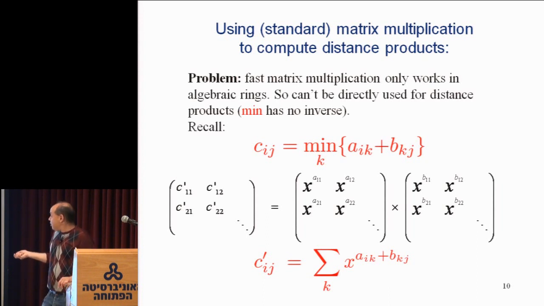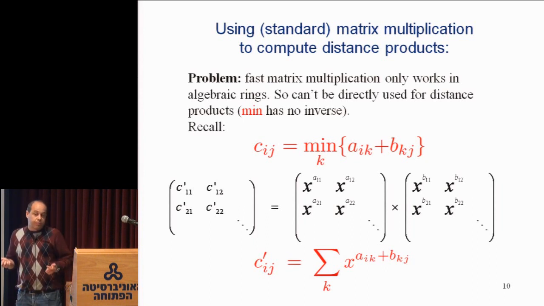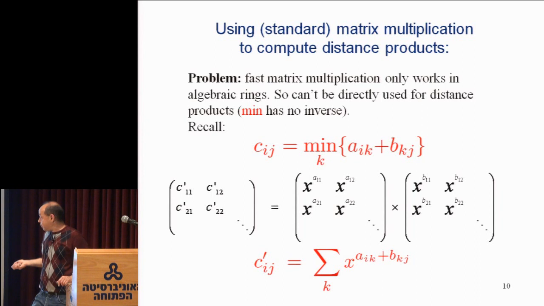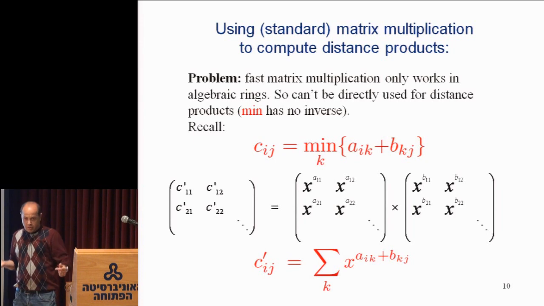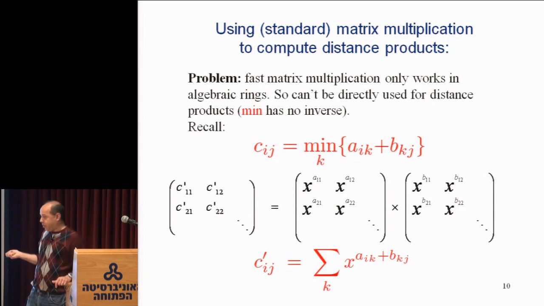And now, these matrices could be considered as matrices over the ring of polynomials with the variable x. And now this is a ring. This is an algebraic ring. Now do a matrix multiplication inside this ring. So inside this ring, what would be entry ij in the product, the standard product in this ring? This will just be the polynomial sum over all k of x to the power of Aik plus Bkj. So in particular, if I look at this polynomial and take the term with the smallest power, this will give me Cij, the minimum of Aik plus Bkj. So these polynomials encode the distance matrix.